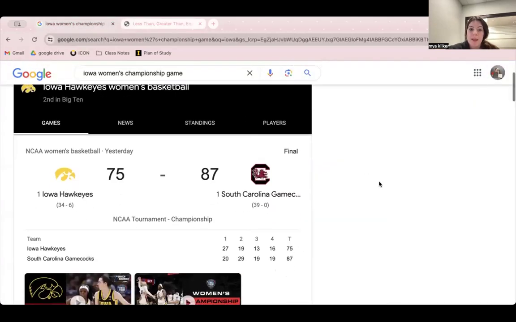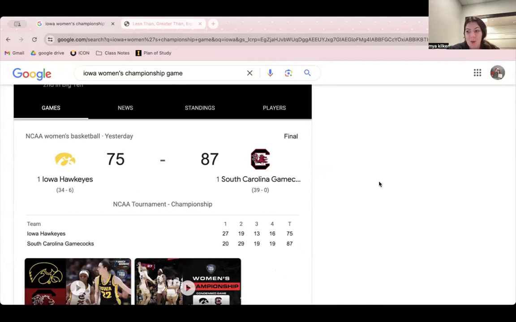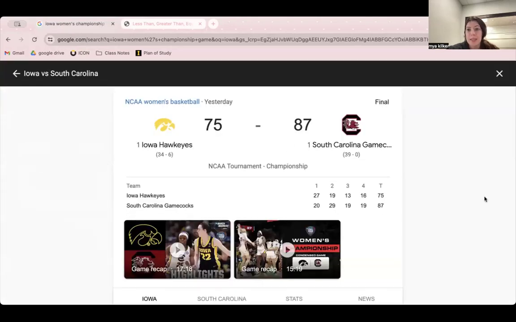We're going to close today off by looking at the score from the Iowa game this weekend. We're going to be comparing 75 to 87. If we're looking at the tens place, 7 is less than 8, which means that 87 is more than 75, and we lost the Iowa game.